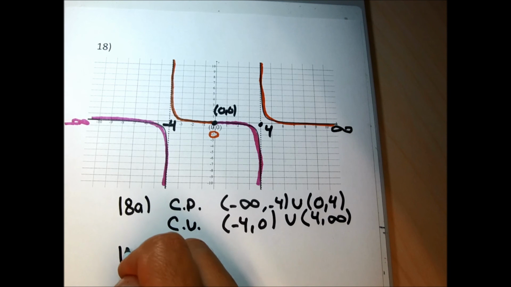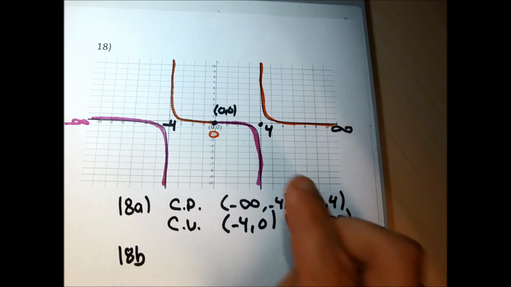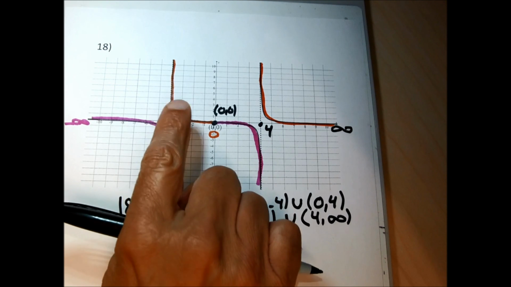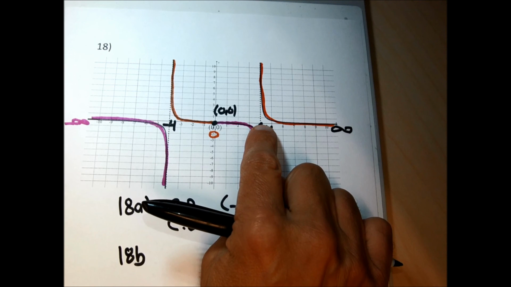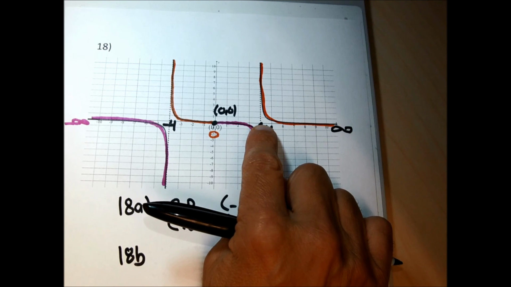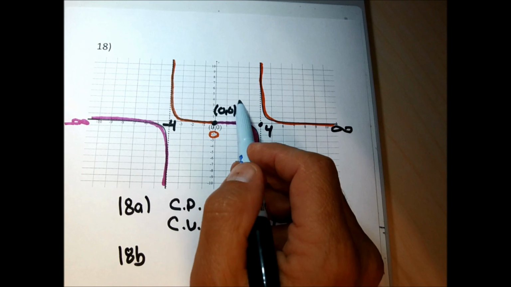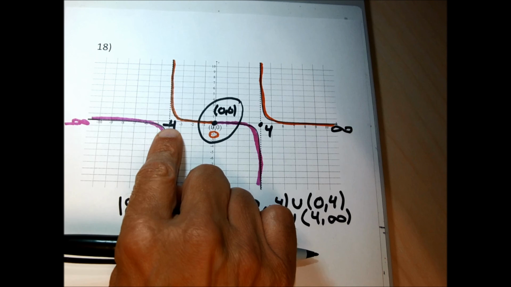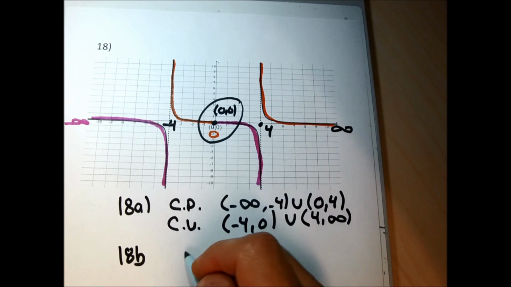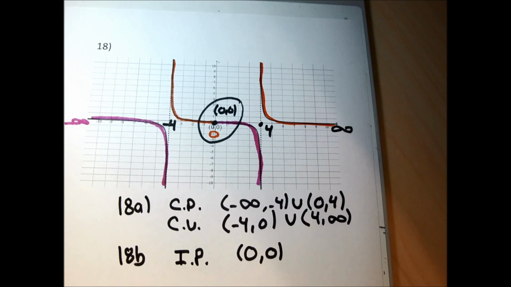When I go to do 18b, the graph changes concavity 3 times. Here it changes from down to up, there it changes from up to down, and here it changes from down to up. The only time I'm going to get an inflection point is where it changes concavity at a point on the graph. So this point 0, 0 is going to be an inflection point. There isn't an inflection point at x equal to negative 4. There isn't an inflection point at x equal positive 4. So the only inflection point for this is at the point 0, 0.